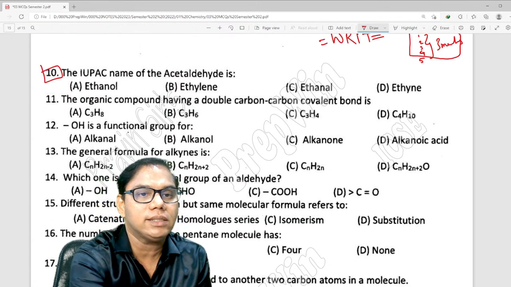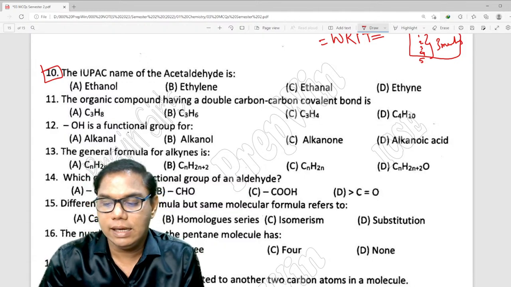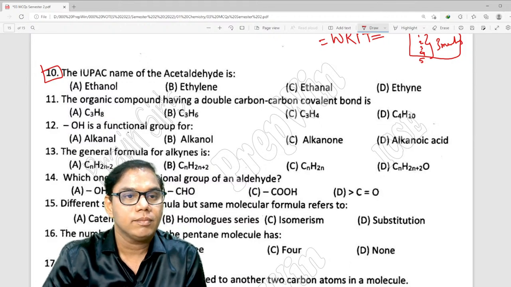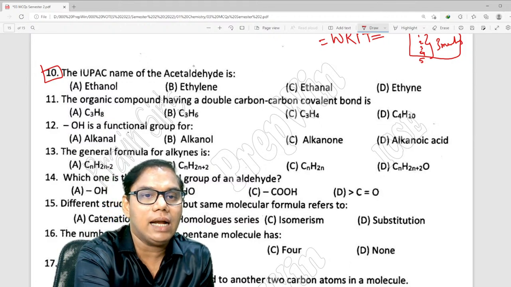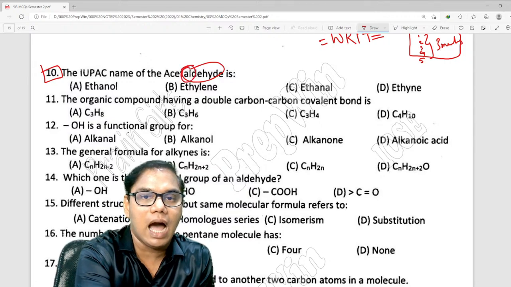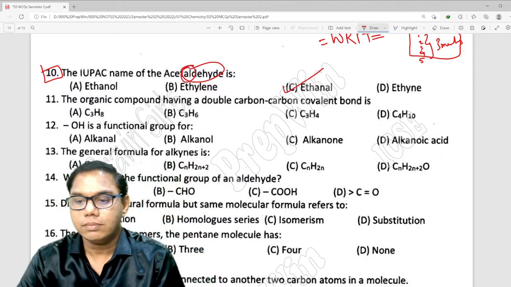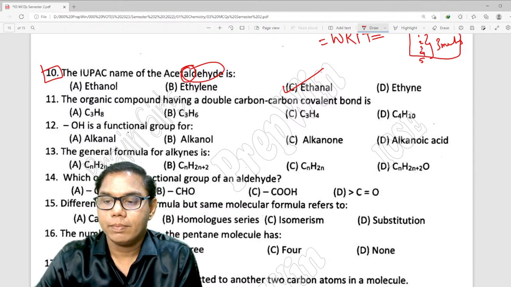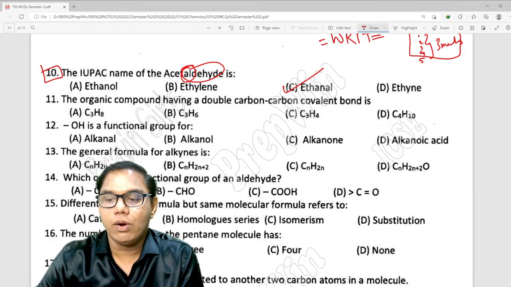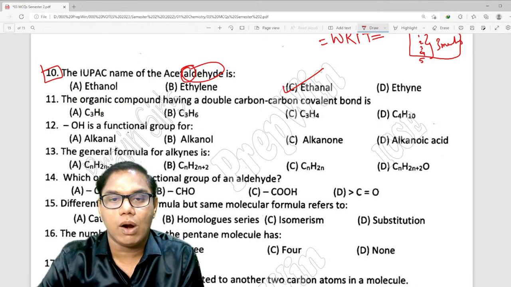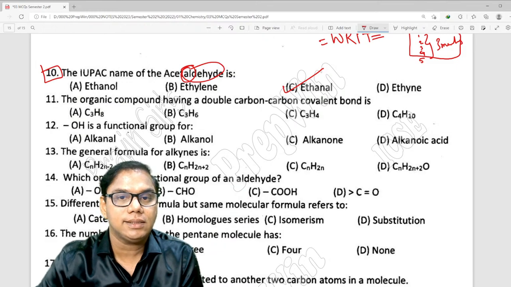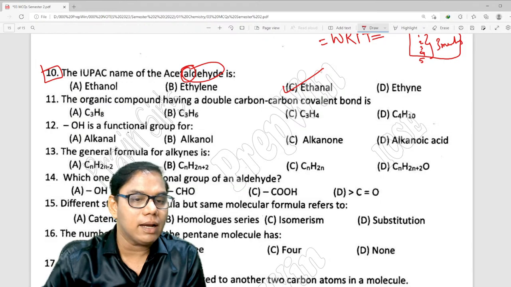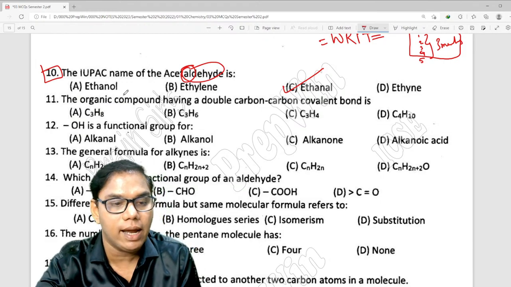Ek do question aur. I feel this is very very important. I feel 10th wala important hai. What is the IUPAC name of acetaldehyde? Ye to easy hai. Aldehyde suffix is al. C wala. So option might not be in a syllabus, but wo reaction is in a syllabus, uska correct option was there. Correct. Baki ke aage to bahut easy hai.